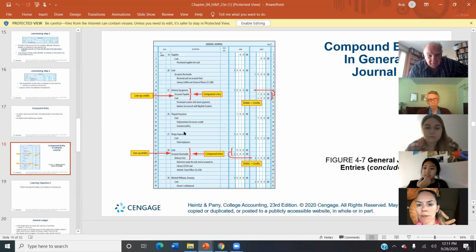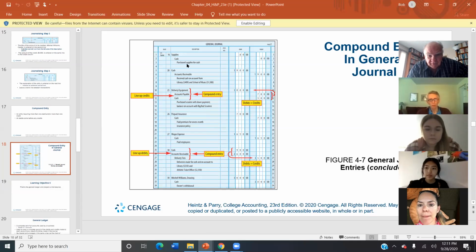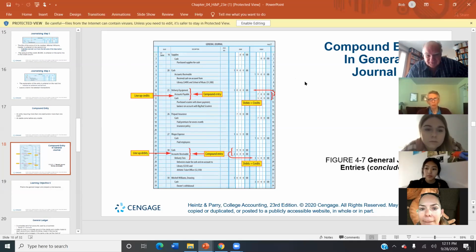So I'm hoping you can read this here. Can you all read this here? Supplies, cash? Okay, you have very good eyes compared to somebody else here.